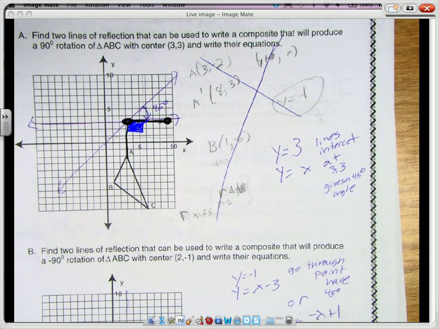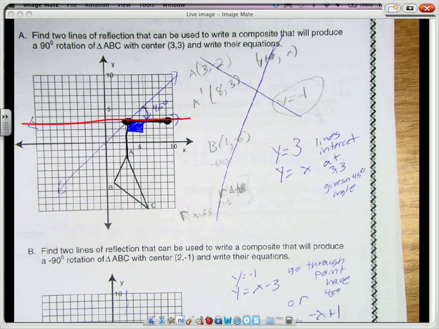I figured out from this what 2 lines I want it to go through. Well, I knew one of my lines I wanted it to go to was going to be y equals 3 because I wanted it to go right there, right? So my other line of reflection has to be at a 45-degree angle. If I want to go 90 degrees, I've got to make the lines of reflection half as big.